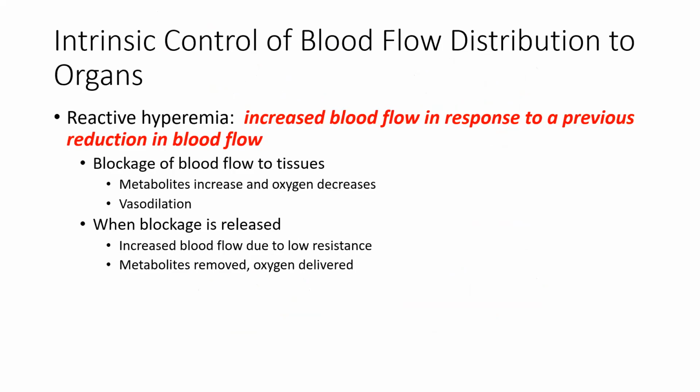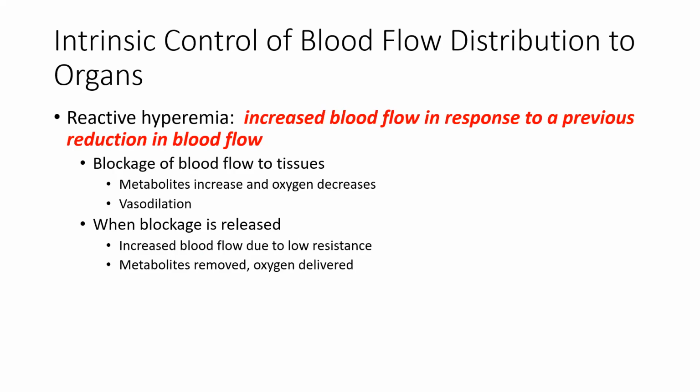It's going to be an increased blood flow in response to a reduction in blood flow. So the mechanism is pretty much the exact same. The outcome is pretty much the exact same. The cause is where we see the difference. So the cause of reactive hyperemia and the cause of active hyperemia are different, but the mechanism and the overall outcome are the exact same, okay? And as I go on here, that'll make a little bit more sense.